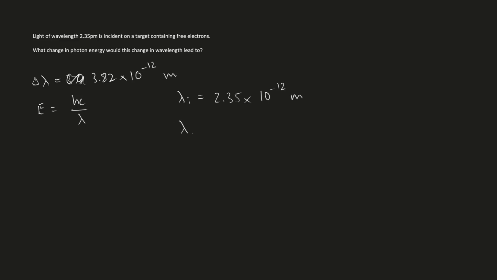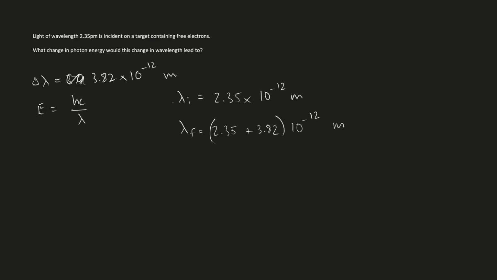The final wavelength, lambda f, is our initial wavelength, so 2.35. Now I'm just going to leave the exponent off till the end, you'll see why. The shift in wavelength is our initial wavelength plus the Compton shift, so 3.82. And of course, they're both to the same order of magnitude, so the same power of 10. And that's why I've been able to factor that out of both numbers here. 10 to the minus 12. And that is in meters as well.